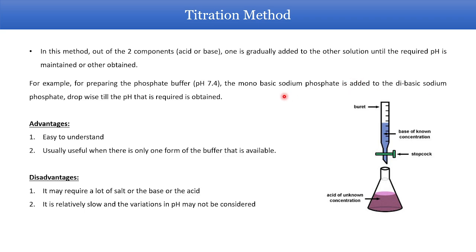Most of you, I guess, have probably done titrations, so it's a very easy understanding. But the disadvantage is that it might require a lot of salt or the base or the acid, depending on whatever the pH you want to do. And it's relatively slow, and the variations in pH may not be considered, right? Because it is not giving you an exact value to the particular pH. Rather, if the color changes, you have to add an indicator, and the change in color will give you an approximate value. Therefore, the titration method is not very accurate.